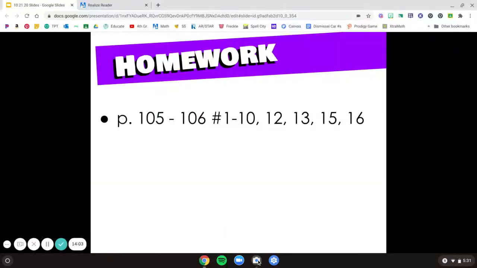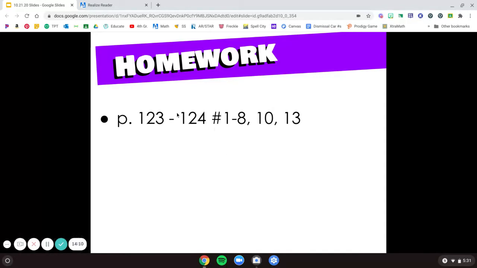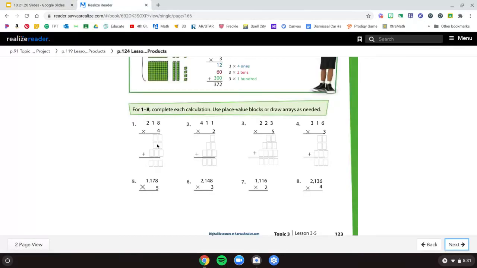Otherwise, what you've got next is your homework, page 123 through 124, numbers 1 through 8, 10, and 13. And let's take a quick look at that. So for the first few, they give you boxes there. You can use them, and your numbers might not fit in there, and that's okay. They just want you to know that those are the numbers that you should add. You're going to put your partial products in those boxes.